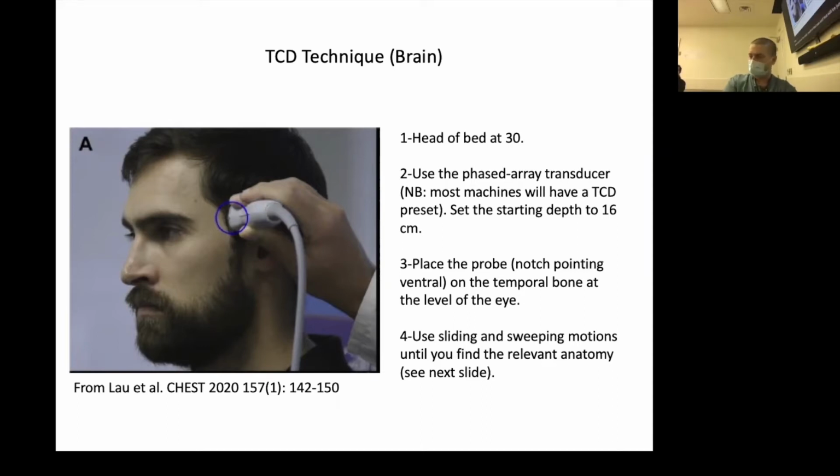And so the first structure that you feel for is this scooped out part of the temporal bone at the level of the eye, with the dot on the probe pointing ventral, okay? And once you get there, that's roughly the spot that you want to be in. And then you just slide and sweep until you find the relevant anatomy, which we previously discussed, but might look a little bit different than it does on an MRI or a CT, okay?